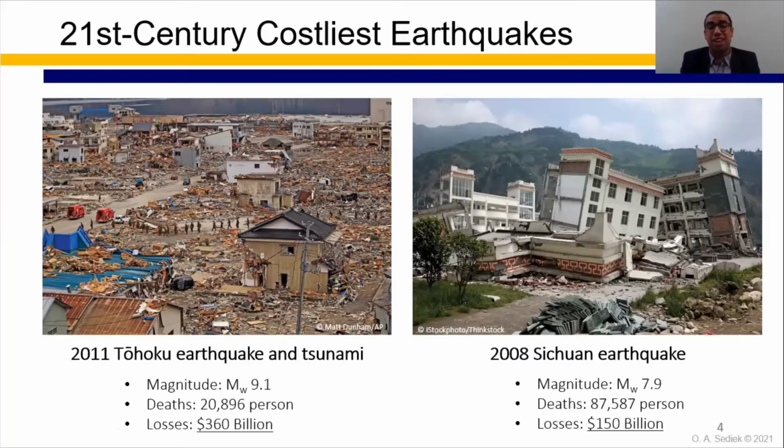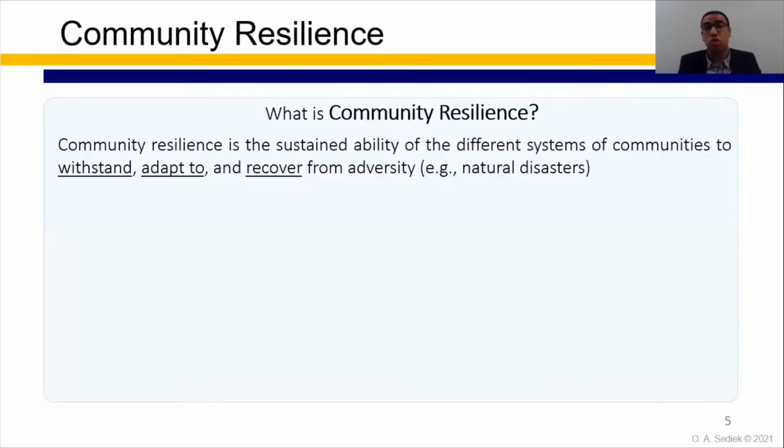So the question is, can communities be prepared for such events to reduce these losses? Can we reduce the 200,000 deaths or the $300 billion cost? The concept of community resilience has emerged from this need. Community resilience is defined as the sustained ability of the different systems of the community to withstand, adapt to, and recover from natural disasters. And our focus here is seismic resilience, which is related to earthquakes.